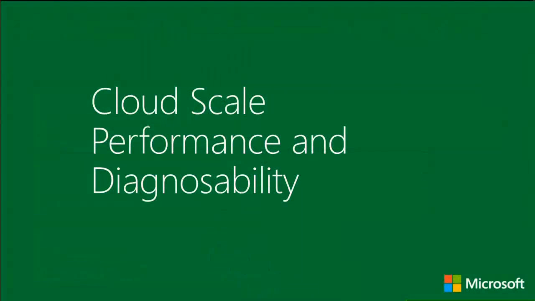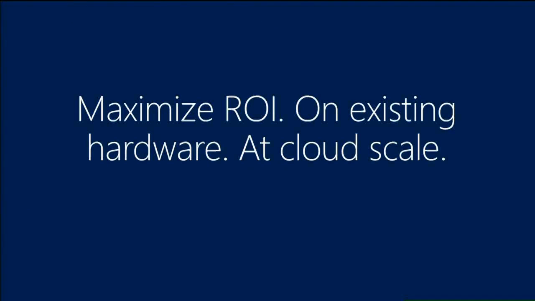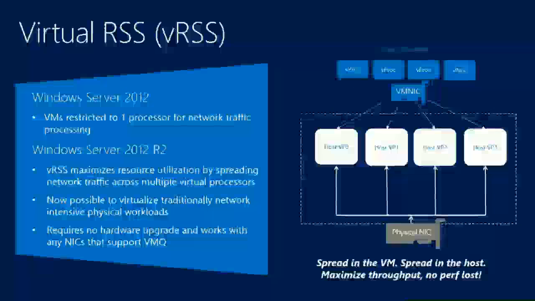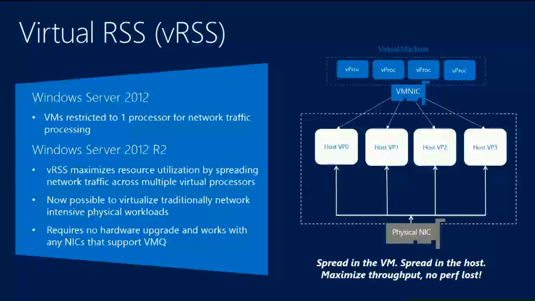So the first is cloud scale performance and diagnosability. And again, the key goals here are to maximize ROI for the investment that you have made on existing resources that you already have, and at cloud scale. Okay? So towards that end, I'm now going to start going down into a set of feature investments that we have made. This is at the overview level, but if you have questions at the end of the talk, I'll be happy to take them.